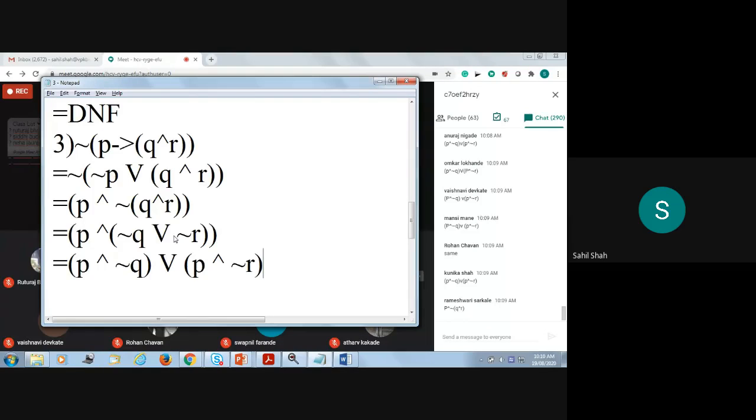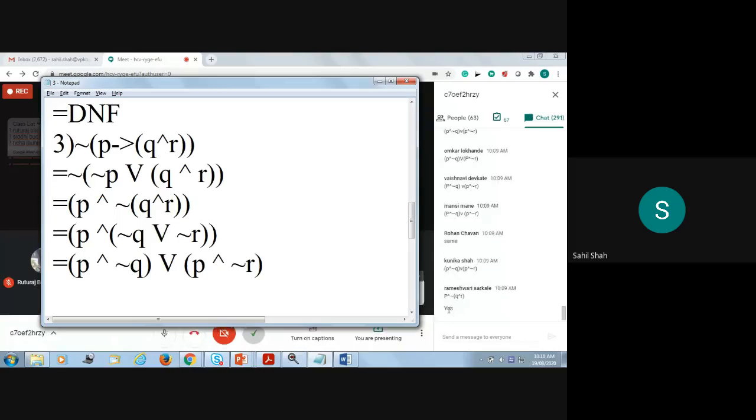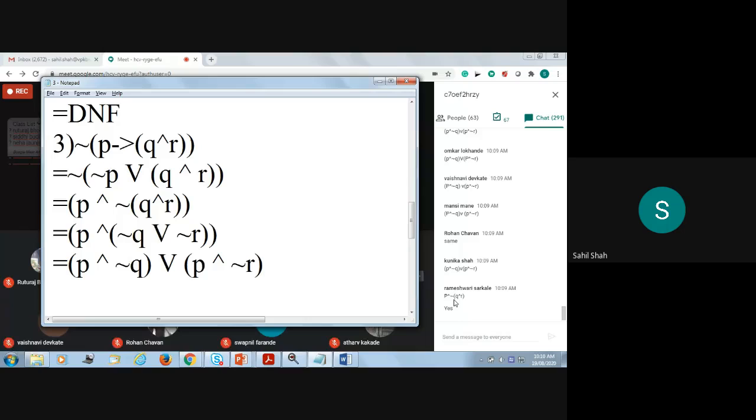It's fine. Rameshwari, is it fine? The answer is wrong. Somewhere, it cannot be P conjunction negation Q. You have to apply this negation inside, because the definition doesn't say that you can have negation outside with the conjunction. What is the definition of disjunctive normal form?